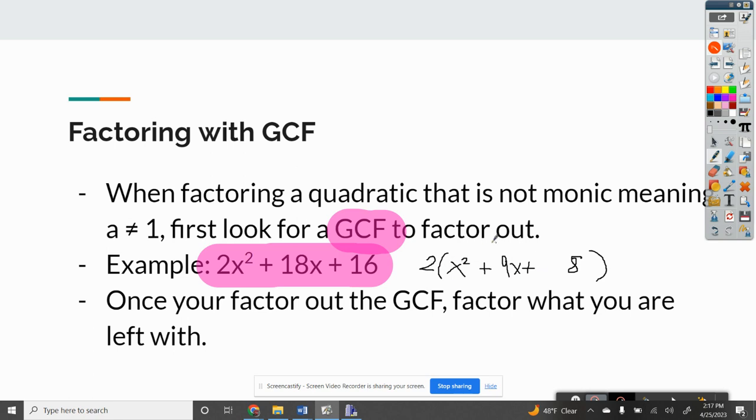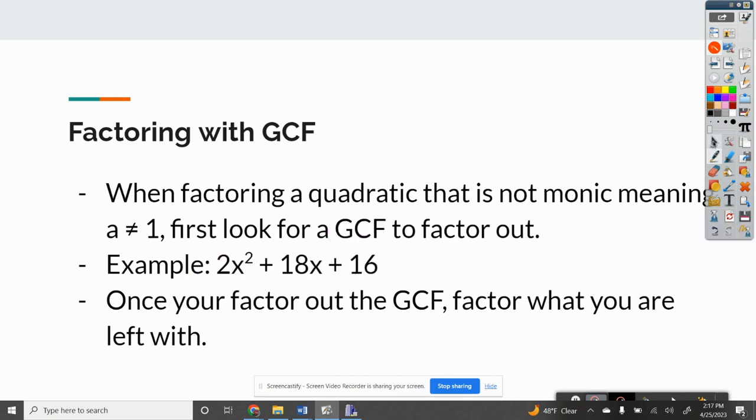So 2 out, and then we're going to factor what's left here. So numbers that multiply to 8 and add to 9. That would be 1 and 8. So our final answer would be a 2 out front, and then we would break this up even further into an x plus 1 and an x plus 8.